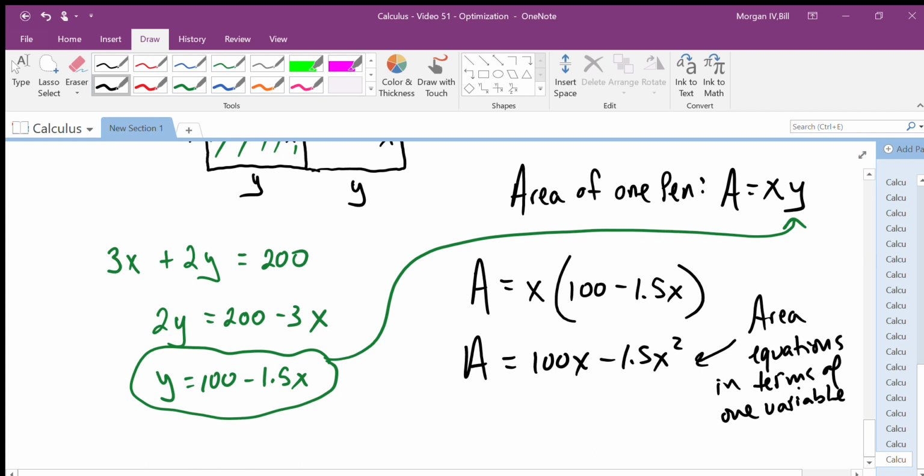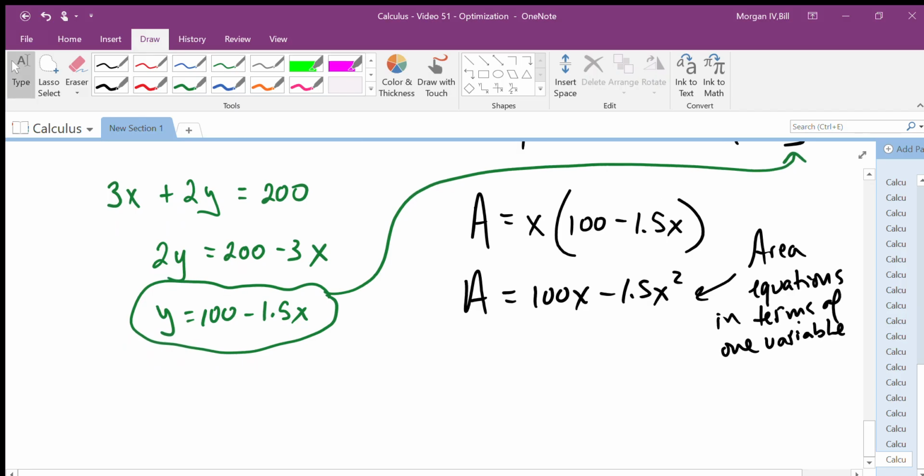Once we have that, we can then take the derivative. We can find out when the derivative is equal to 0, when the derivative is undefined, that's our relative extrema, and then we can check the endpoints. So let's do the derivative, and then we'll go back to the endpoints at the end. So A prime, the derivative with respect to x, is 100 minus 3x.